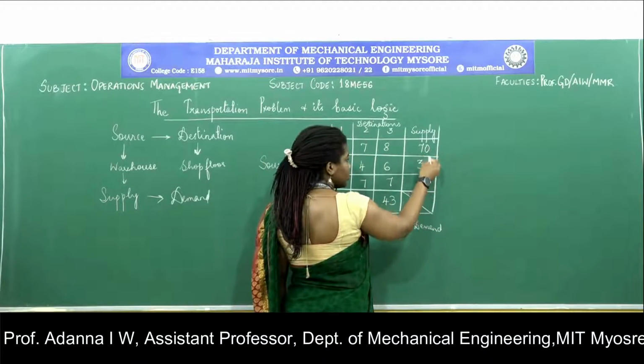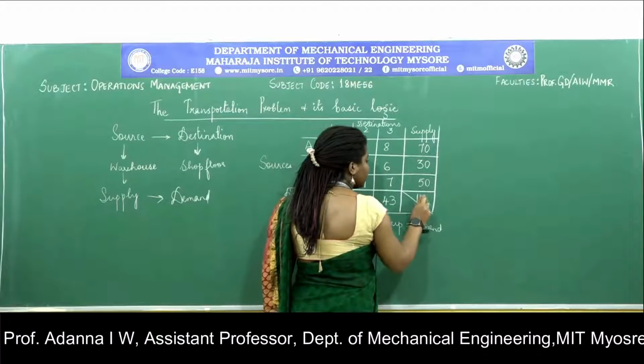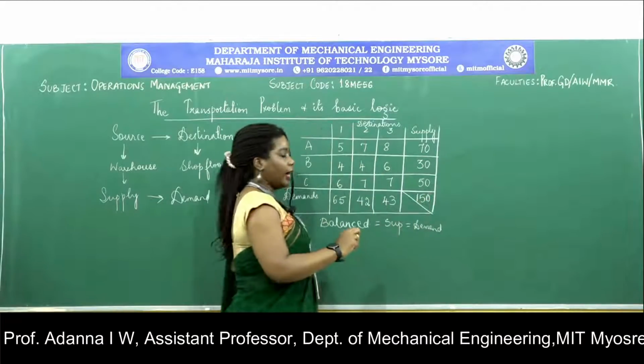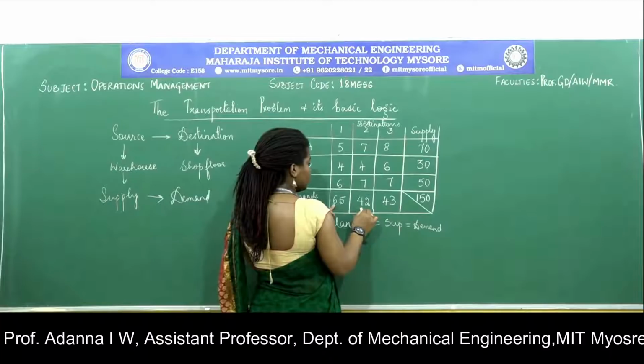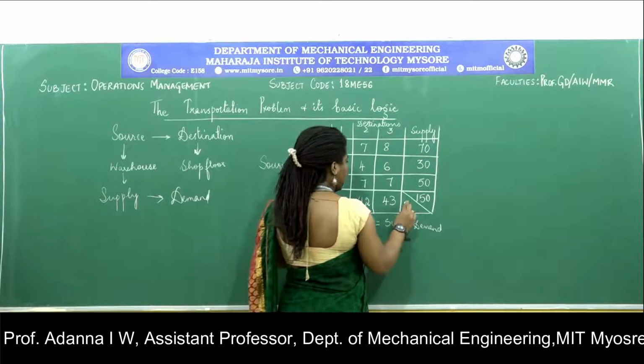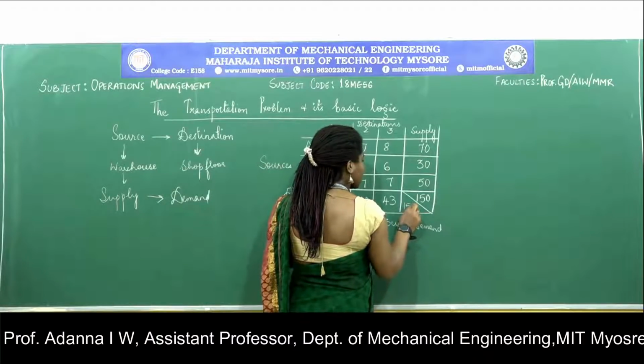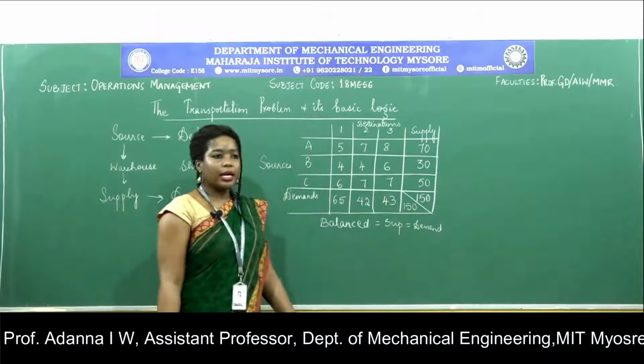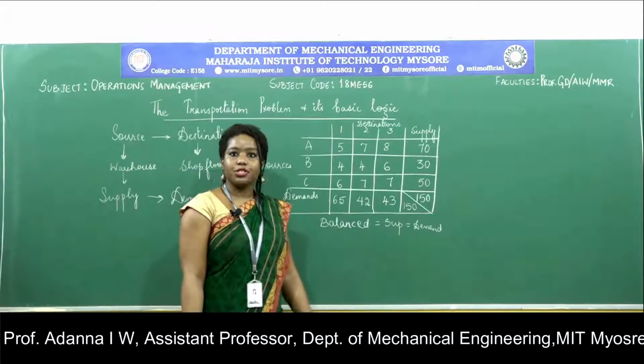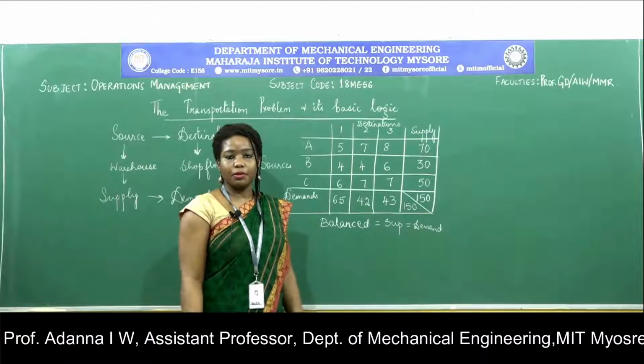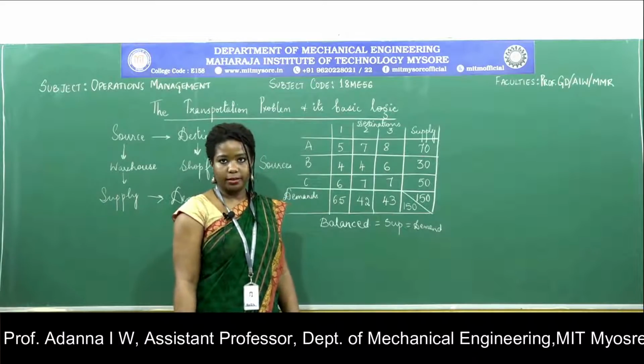So when I total this, I get 150. Okay, and if I total the demand, I get 150. So it is balanced. Now that the problem is balanced, we can proceed with whatever solution we want to get.